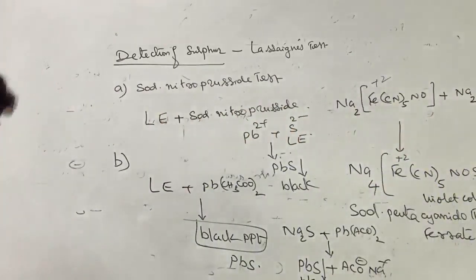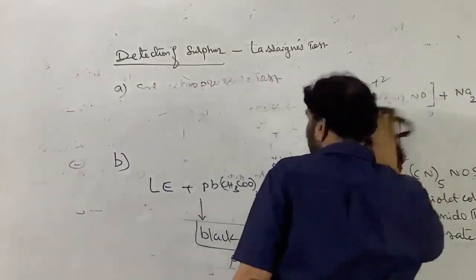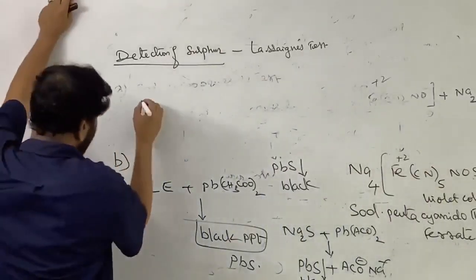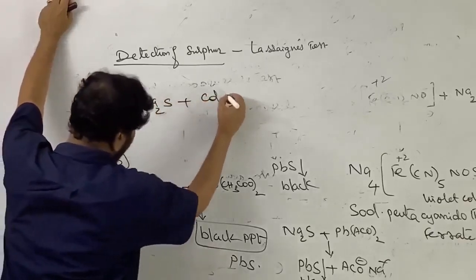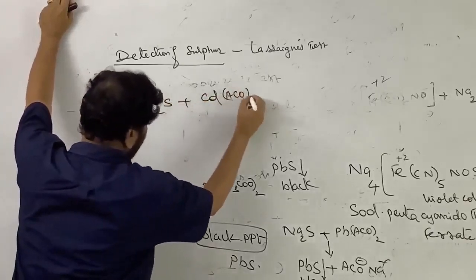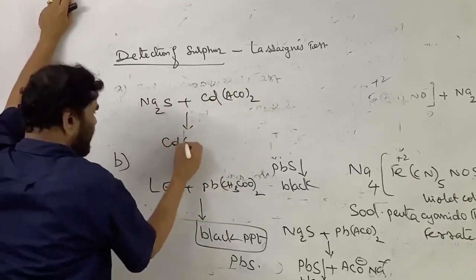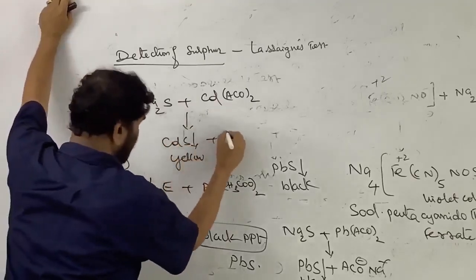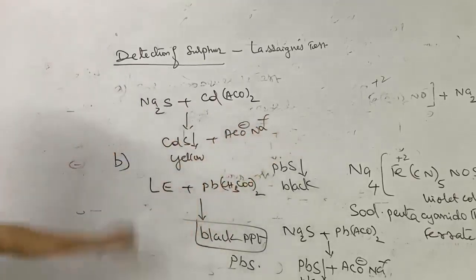So for the color change we are using the cadmium sulfide reaction, but there is no speciality for that reaction. This is the third one, the cadmium sulfide test with cadmium acetate solution. To the sodium sulfide add the cadmium acetate, which is a soluble compound of cadmium. That gives CdS, which is a yellow precipitate, and CH3COO minus Na plus, that is, sodium acetate is formed.